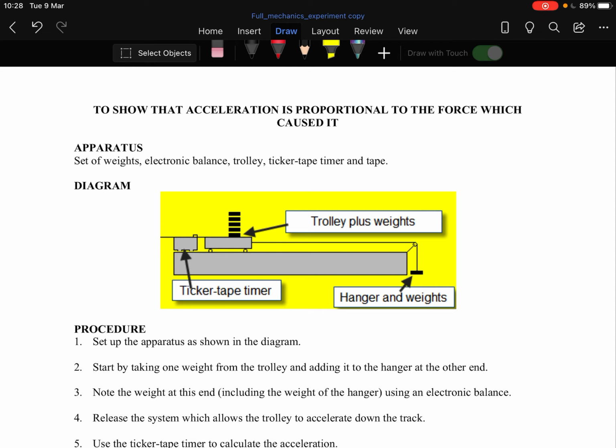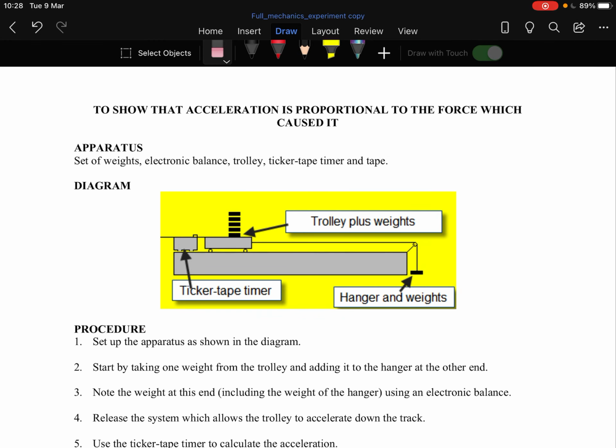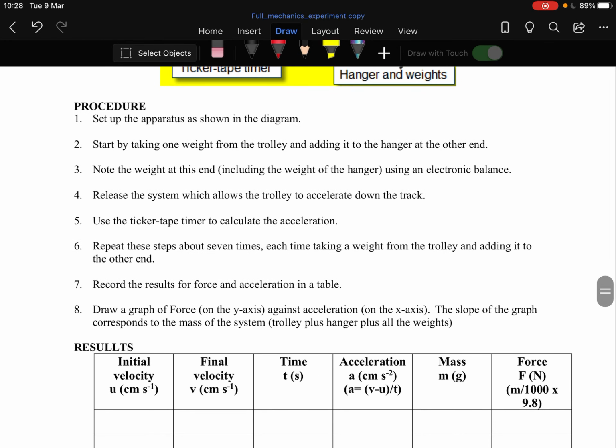So basically, your diagram is this. Again, guys, simple diagrams, nice and neat. You have your weight hanging over the side, your trolley with the weights on it, and your ticker tape timer or your light gates or whatever. Now, set up the apparatus as shown in the diagram. Start by taking one weight from the trolley and add it to the hanger at the other end. Note the weight at this end. So notice you keep noting the weight that's on the hanger. Release the system and allow it to accelerate.